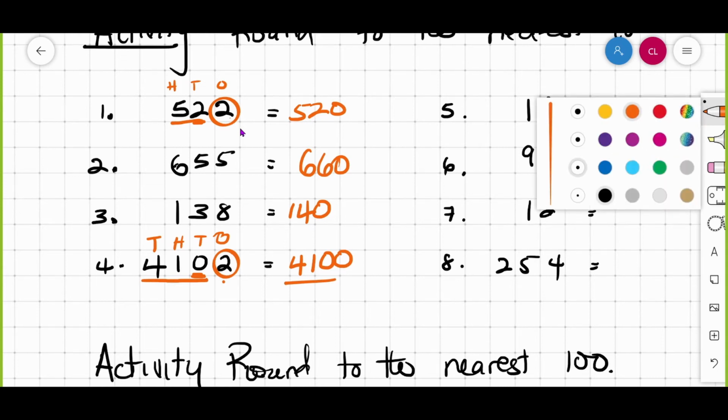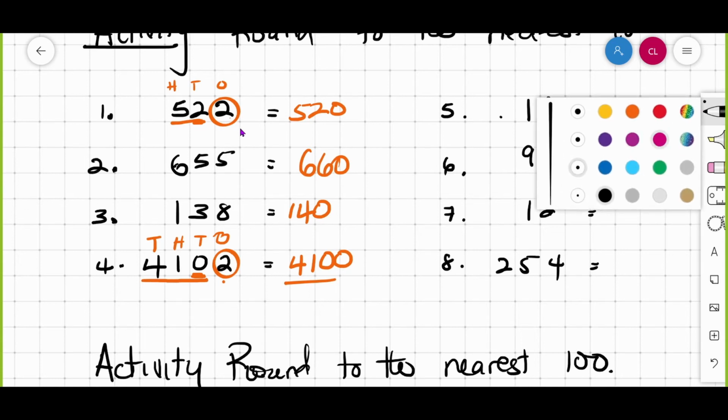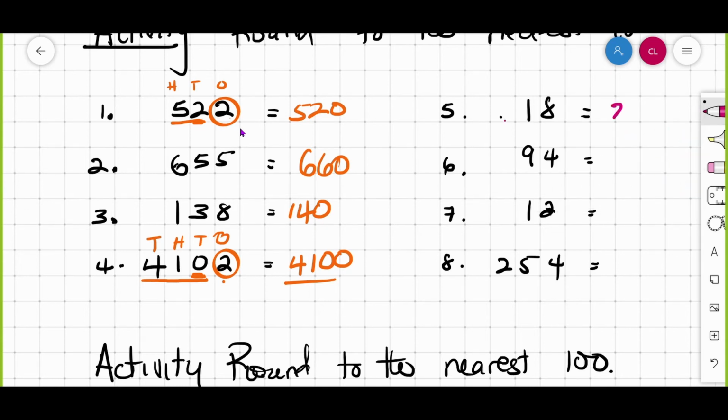What about 18? 18, 20. Let me give you another color. 18 becomes 20. 94 becomes 90. Okay. 12 becomes what? 10. Good. And 254 becomes what? 250. Excellent.